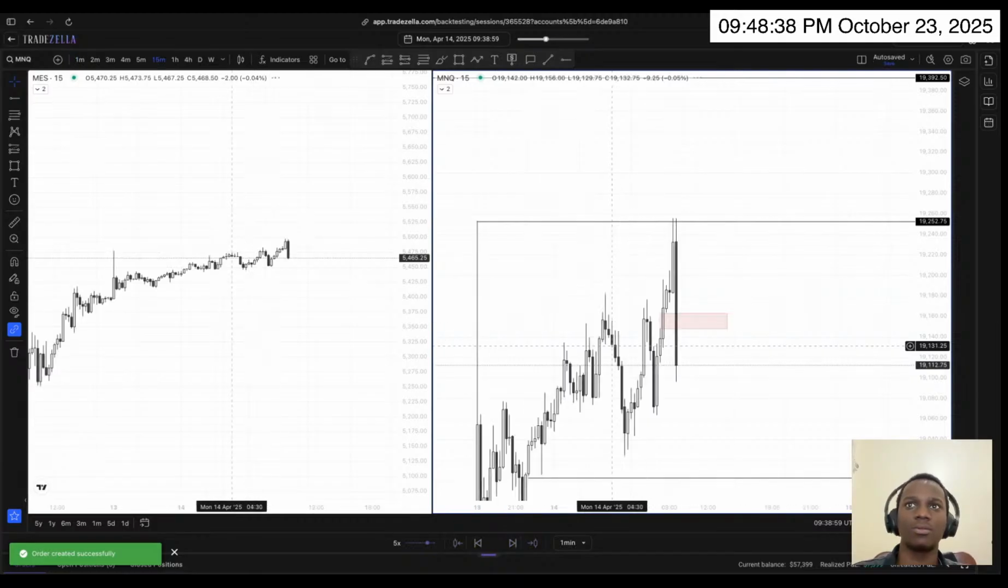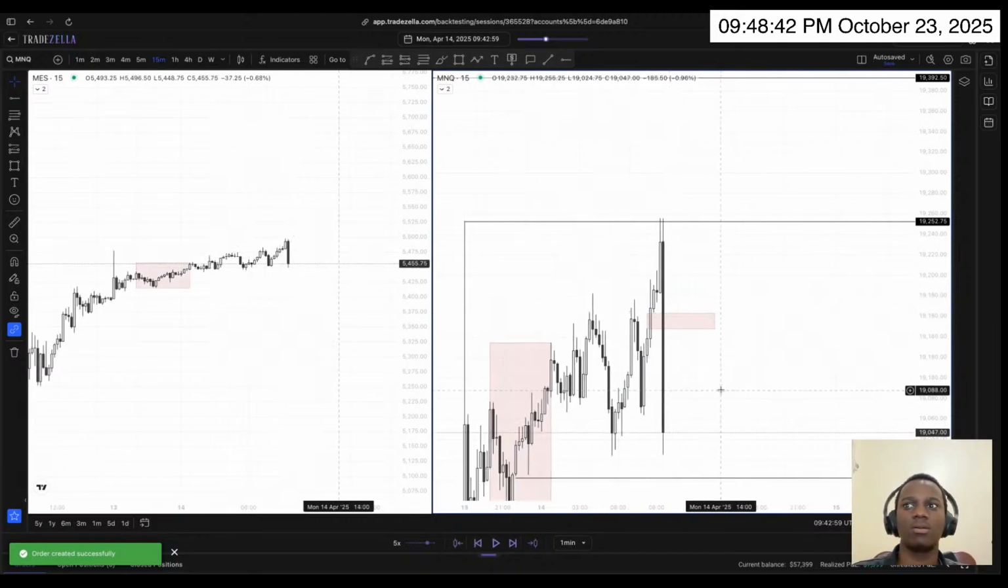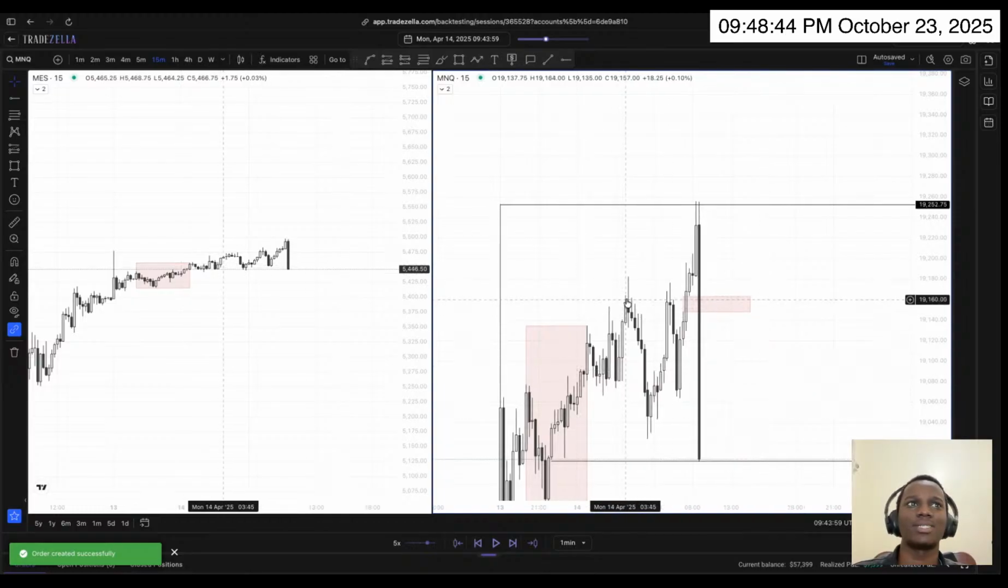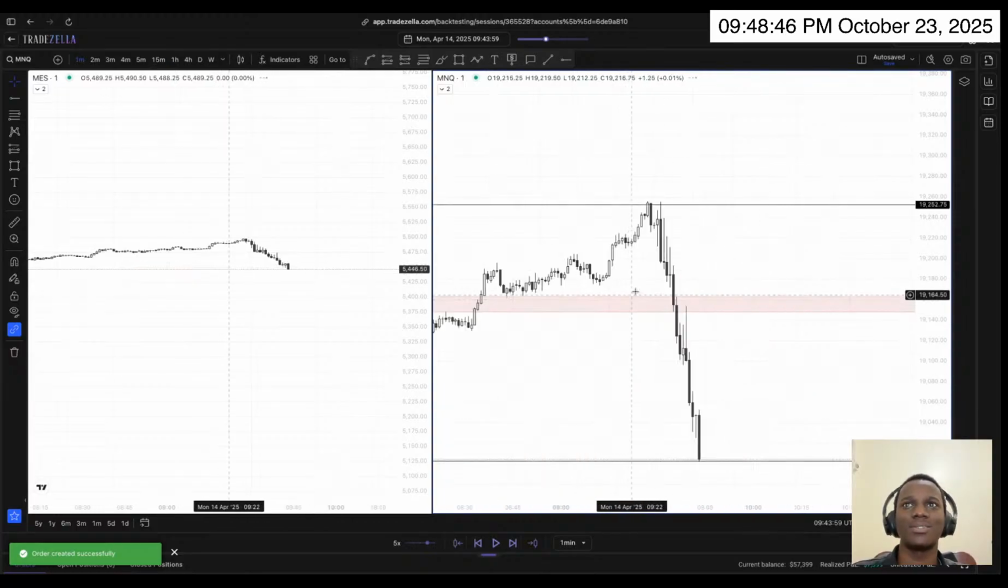Still bullish though. I mean, price has dropped into this gap here. Come on, now look at where it is. What is wrong with the market? I mean, if I was trading NQ in April, I would have gone crazy.